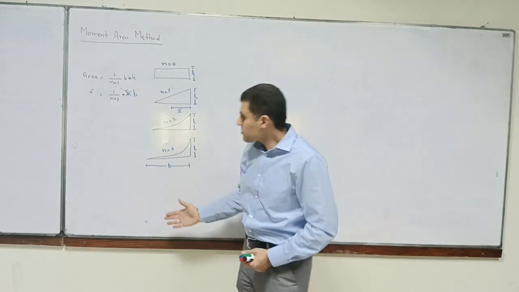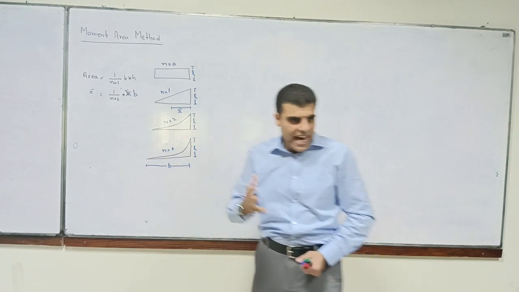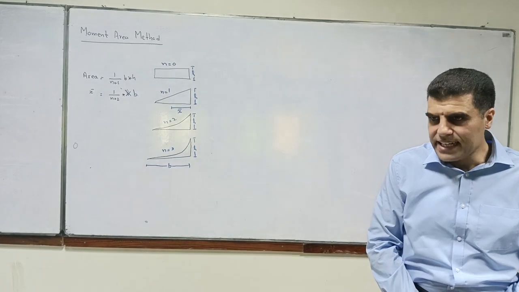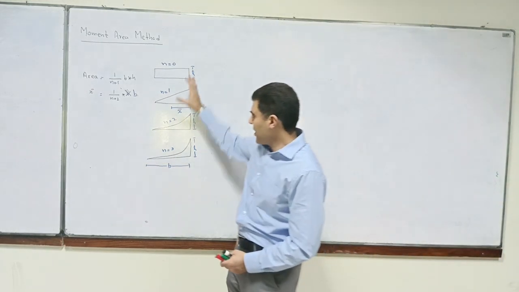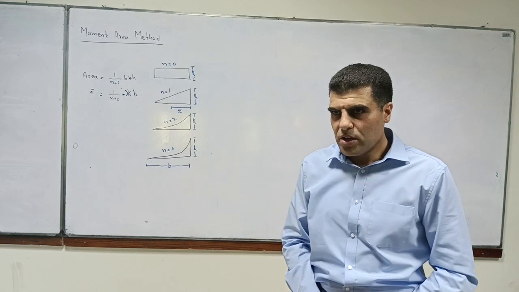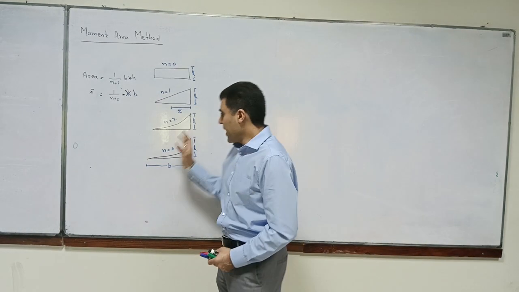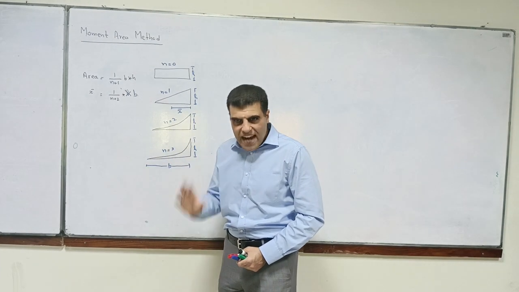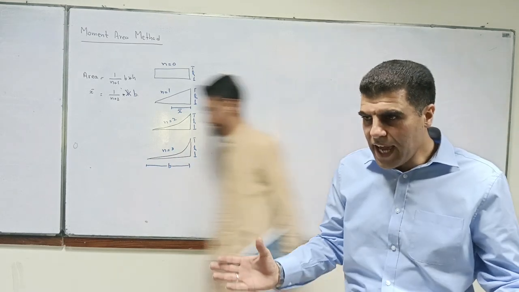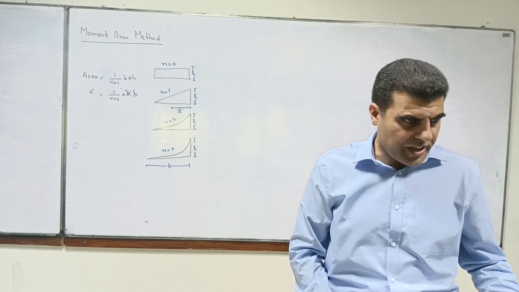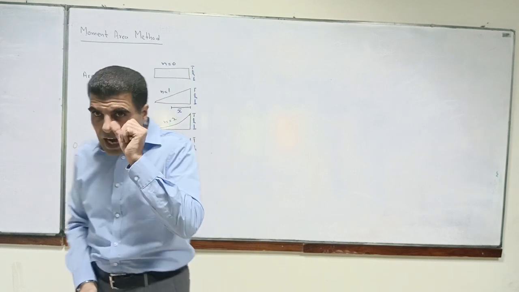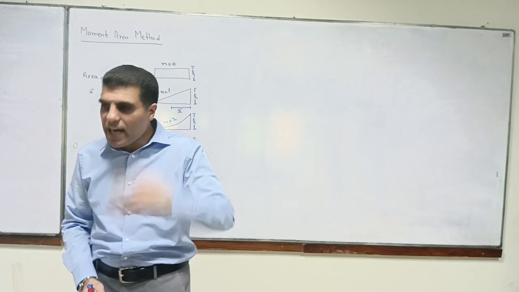Now we make use of these areas to find out the area of the bending moment diagram, or the M by EI diagram. These areas help us find the area of the bending moment diagram. In the case of bending moment diagrams, normally we have one bending moment diagram, isn't it? And that involves the contribution of all the different types of load applied on the structure.